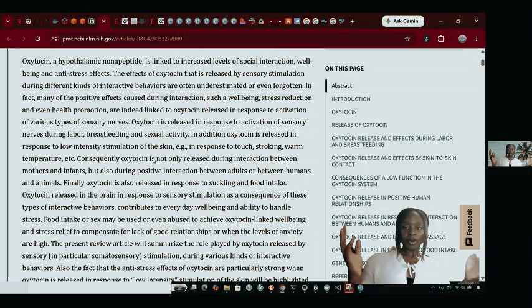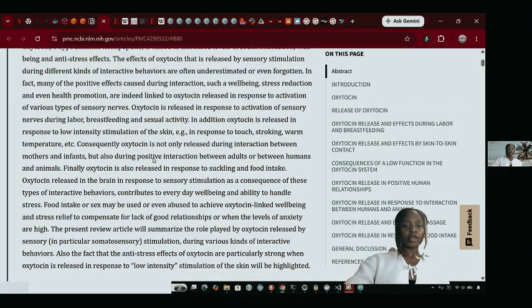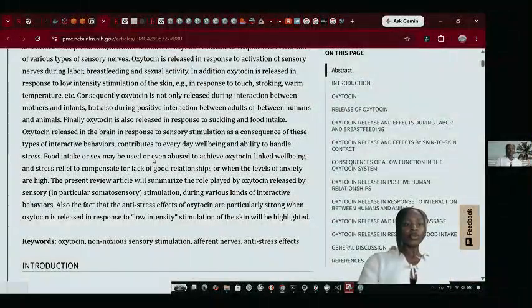And it's not only released from parent to child or in a relationship, it's also released between two adults having a positive interaction. That's why talking to your friend just makes you feel so good. Or if you have a pet, petting your animal or being around them. And also food intake, it was here. Food intake or physical activity may be used or even abused to achieve oxytocin linked well being and stress relief, to compensate for lack of good relationships or when the levels of anxiety are high, right?